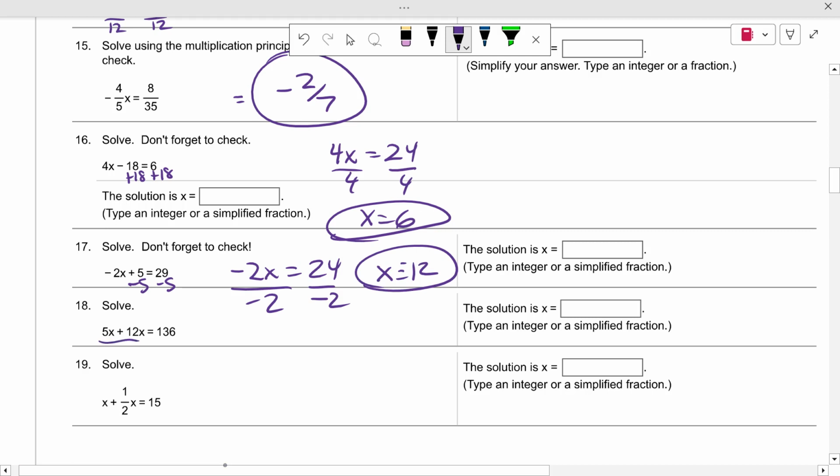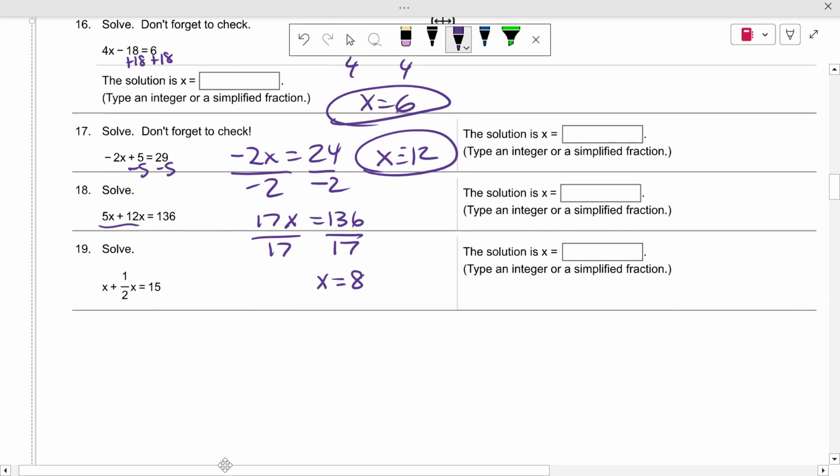Here, you add the like terms. So 17x equals 136 and divide by 17. And is it 4? No, not. I don't know what that is. It's 8.